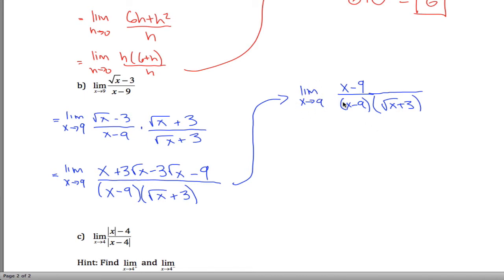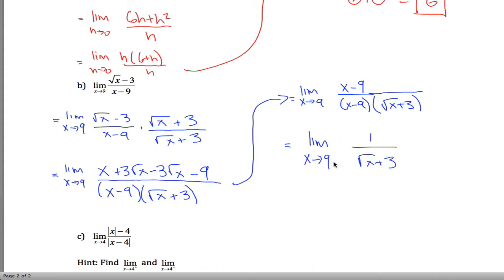If this was not here, if I just had what's written here, I could not say that this is equal to 1 over the square root of x plus 3. I can't just cancel out these x minus 9s, except for the fact that I have this limit written here. This is not the same as this, but this is the same as this. These two things are the same everywhere except for when x equals 9. They're the same everywhere else. So the limit as x approaches 9 of these two things is the exact same. Therefore, this equals this.